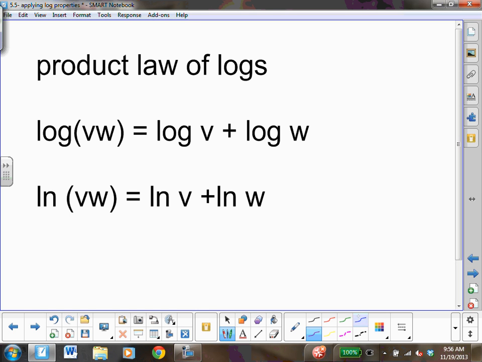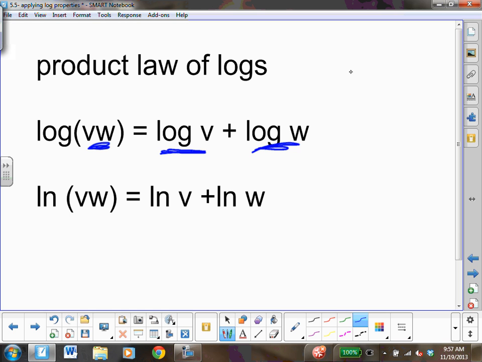The product law of logs states that if you are multiplying two numbers inside of a logarithm, it is equivalent to if you were to add the logarithm of the first number to the logarithm of the second number. It comes from our exponential rules.